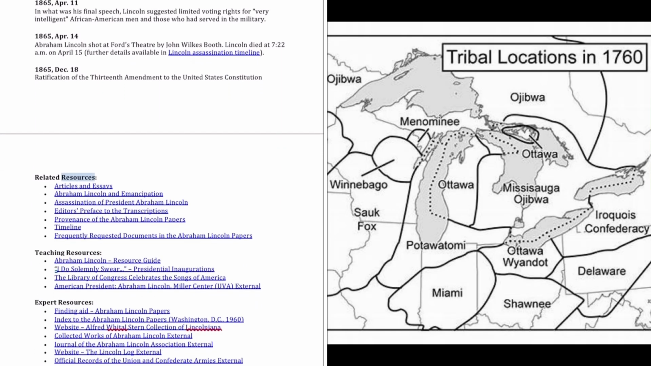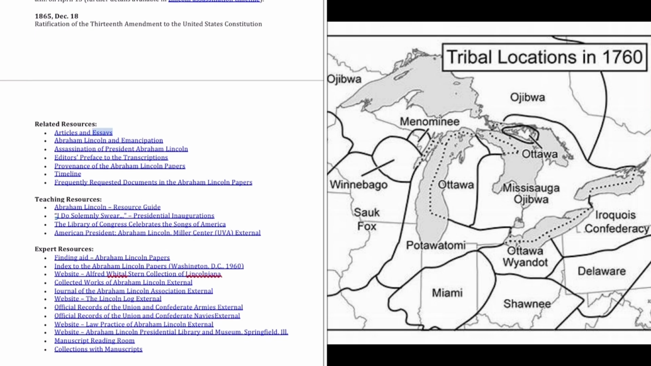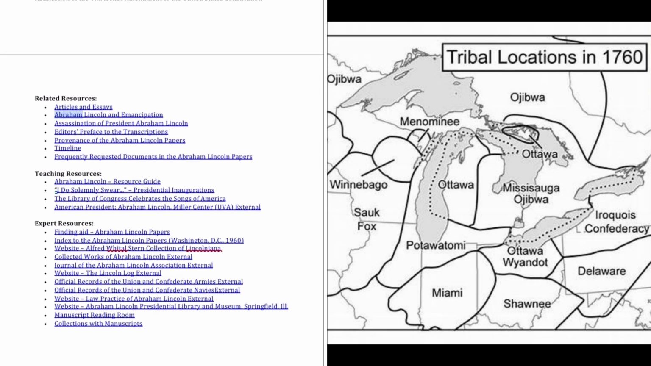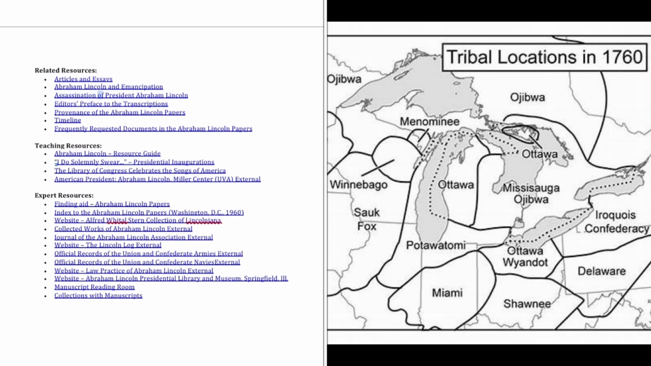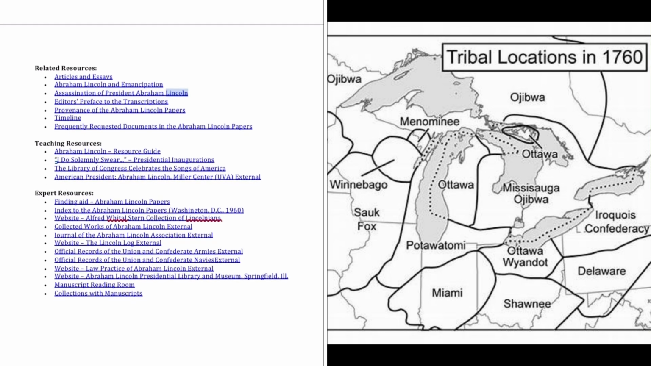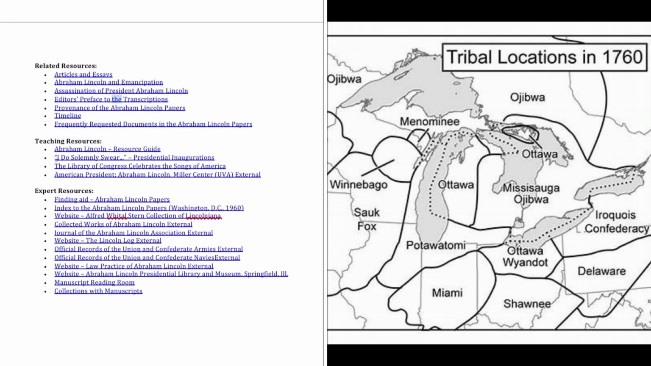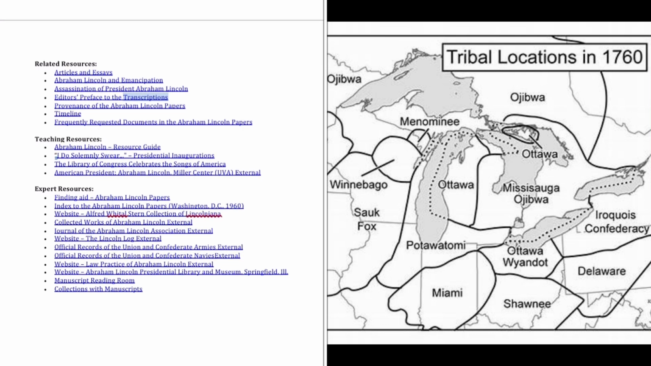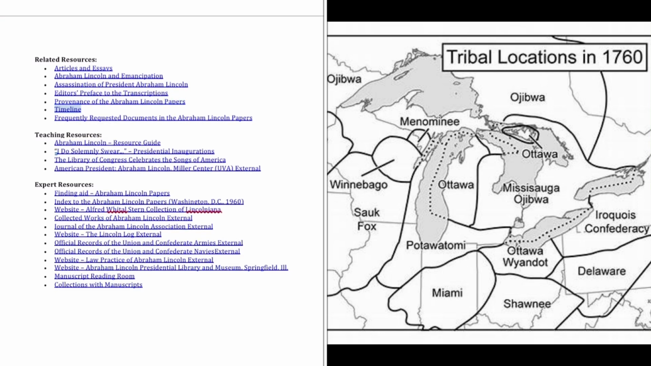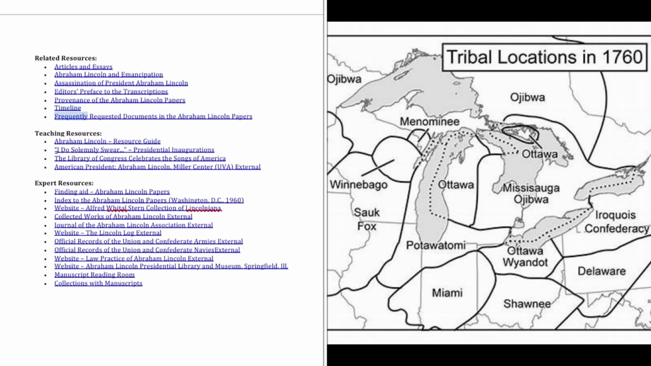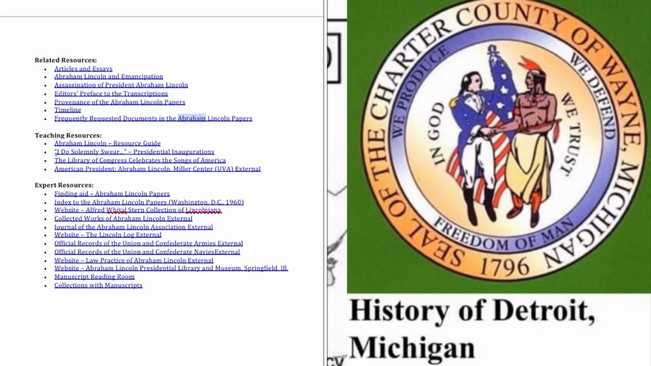Related resources. Articles and essays. Abraham Lincoln and Emancipation. Assassination of President Abraham Lincoln. Editor's preface to the transcriptions. Provenance of the Abraham Lincoln Papers. Timeline. Frequently requested documents in the Abraham Lincoln Papers. Teaching resources. Abraham Lincoln Resource Guide.